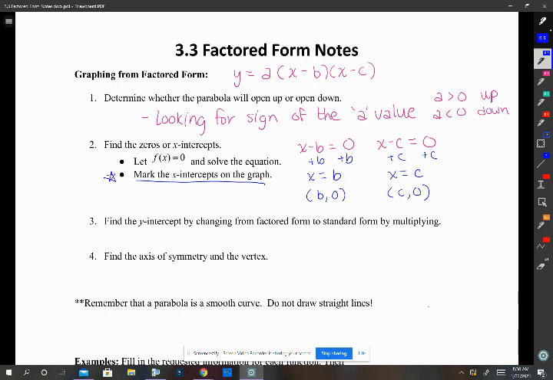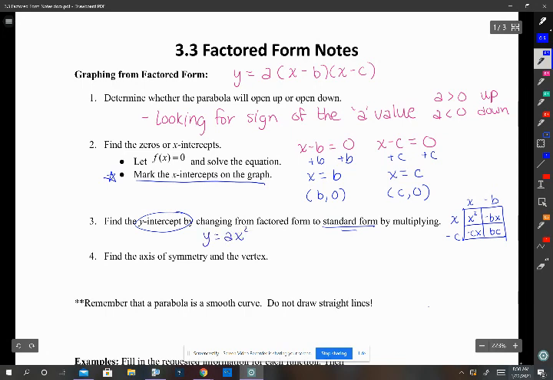And then we're going to find the y-intercept by changing from factored form to standard form by multiplying. In this step, we take our factors and multiply them back out. So this is x minus b, and this is x minus c, and we change it back to standard form. In this case, we would have x squared, negative bx, negative cx, and positive bc, whatever our numbers happen to be. We put it back in standard form to find the y-intercept, because we want it to look like this.